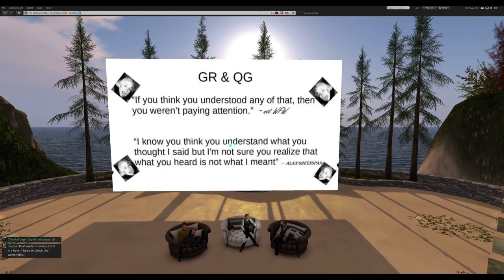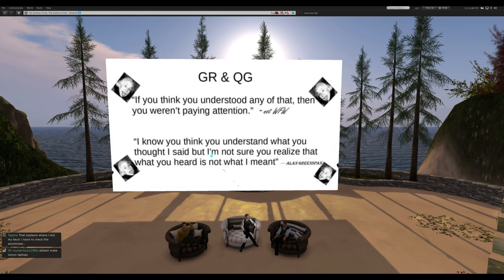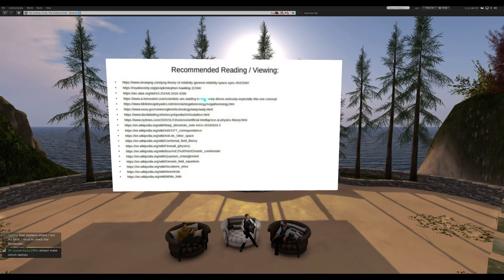So if you think you understood any of that, then you weren't paying attention. I'm not sure who said that. I'm pretty sure I didn't say that. And Alan Greenspan is great. He's got a number of great quotations. I know you think you understand what you thought I said, but I'm not sure you realize that what you heard is not what I meant. I'm sure that's very clear. So both of these apply to the presentation I've just given, and they apply to each other, actually.